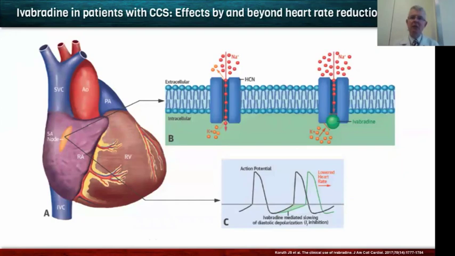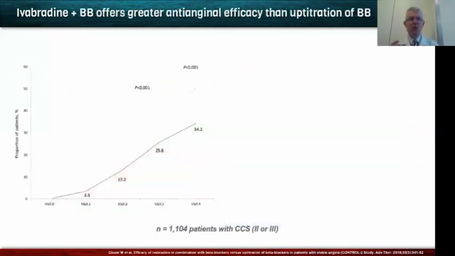And number three, ivabradine may preserve and increase the coronary flow reserve in patients with stable angina. So it's much more than a simple, pure heart rate reduction. And when you consider a patient with a high heart rate, what would be the optimal strategy for controlling the heart rate and offering a clinical benefit?